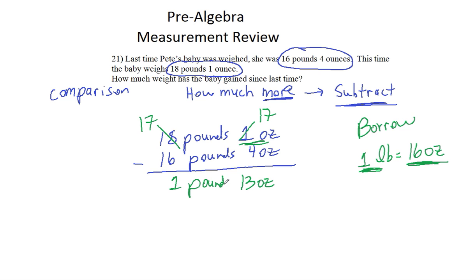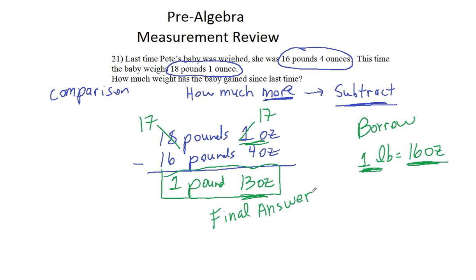Okay, just double check, 13 ounces is not enough to cash in. I have to have 16 ounces, so I cannot regroup this. This is my final answer right here: 1 pound, 13 ounces. That is how much weight the baby has gained since last time.